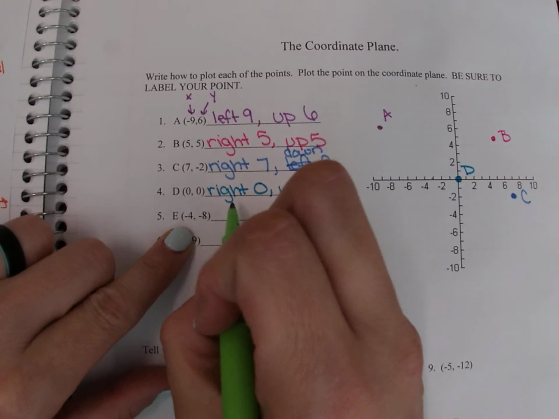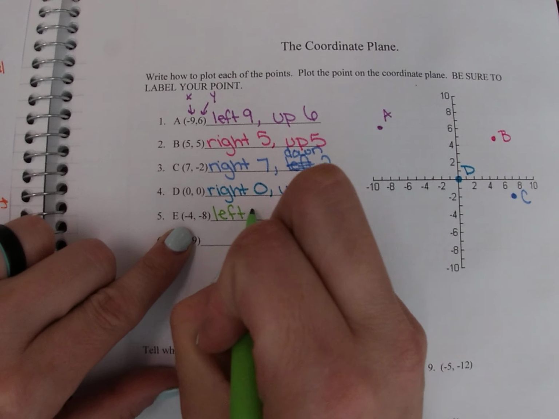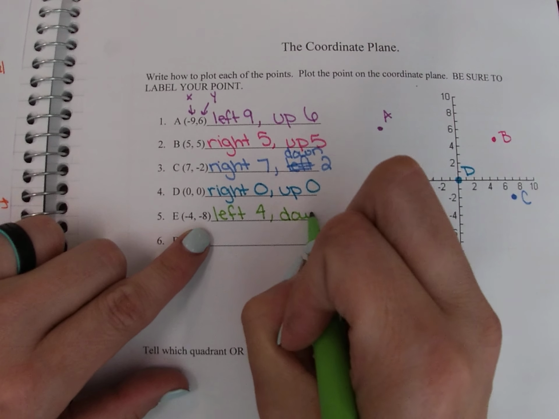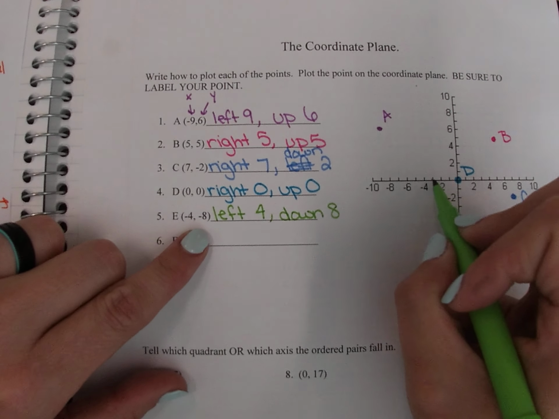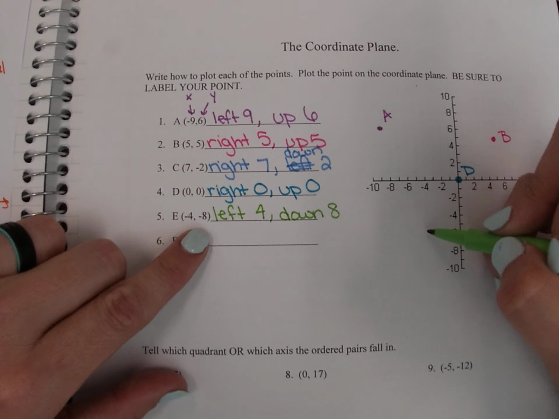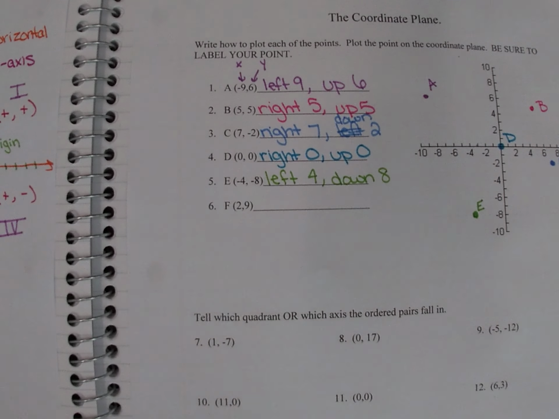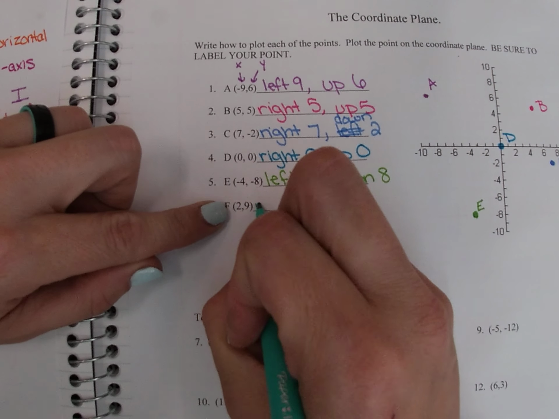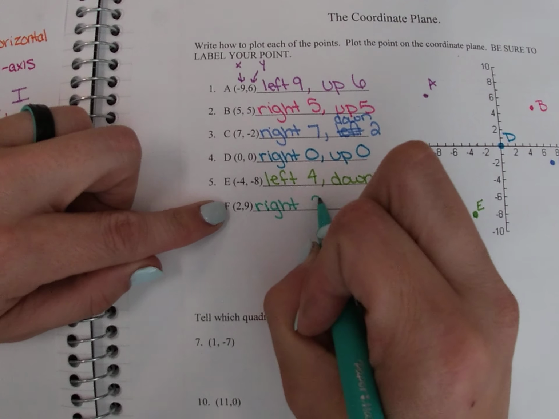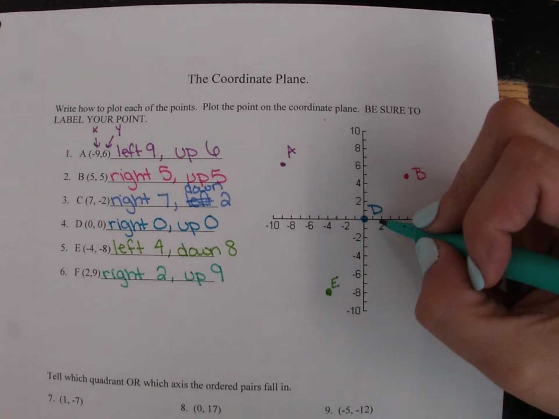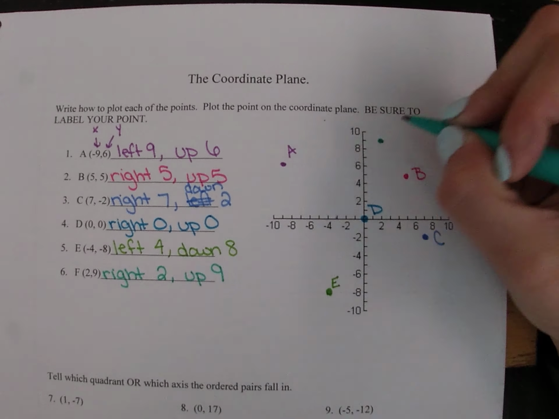Point E, so it's -4. We're going to go left 4, right? Our Y value is up or down, so negative means down 8. So we're going left 4 from the origin, down 8. And then our last point, it is telling us that we want to go right 2 and then up 9. So here we're going right 2, up 9.